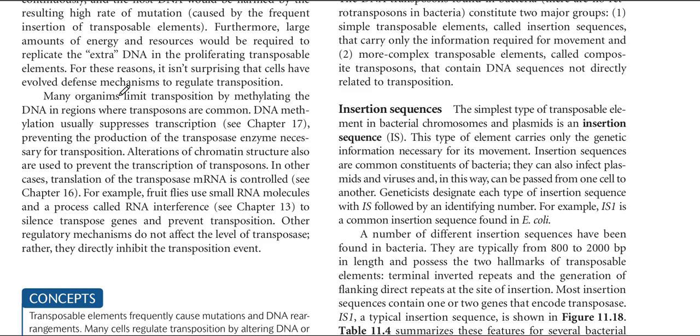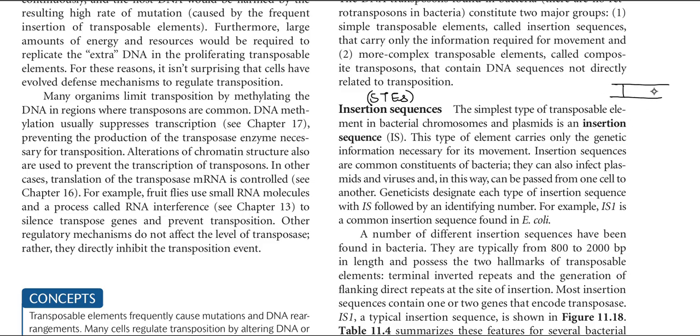The transposable elements in the bacteria can be of two types, one of them being the simple transposable elements, the other being the complex transposable elements. The simple transposable elements are very simple and only contain one main gene. These are also called the insertion sequences. So insertion sequences are the simple transposable elements.